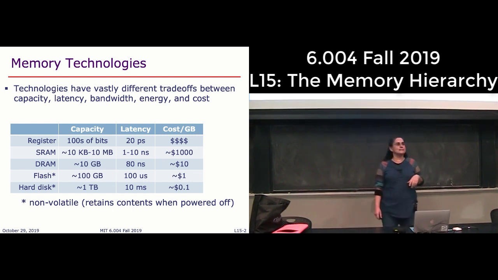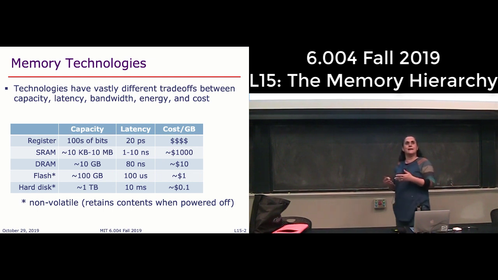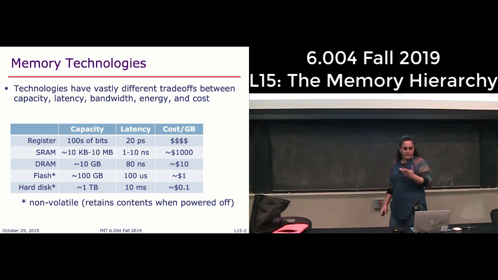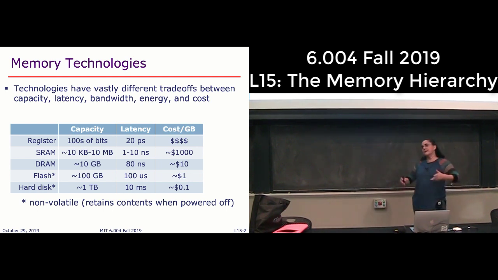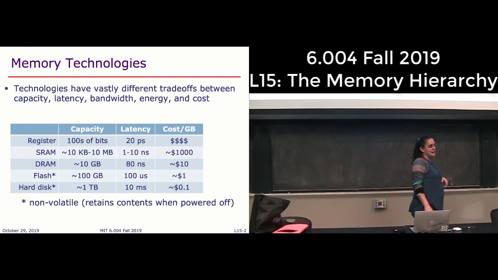The flash and the hard disk have a little star next to them to indicate that they're non-volatile. What that means is that even if you power your machine down, it's still going to maintain the values in those storage elements, whereas our registers, SRAM, and DRAM cannot do that. Flash is going to get us up to hundreds of gigabytes. And finally, with the hard disk, you can almost think of it as infinite storage, where we can get terabytes out of it. But of course, the main problem with the hard disk is that it's really slow. We're now on the order of milliseconds for access time.